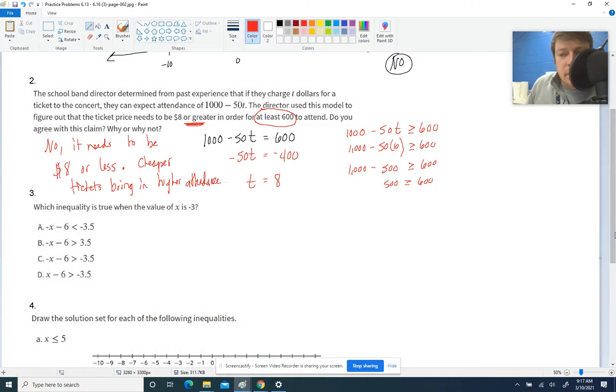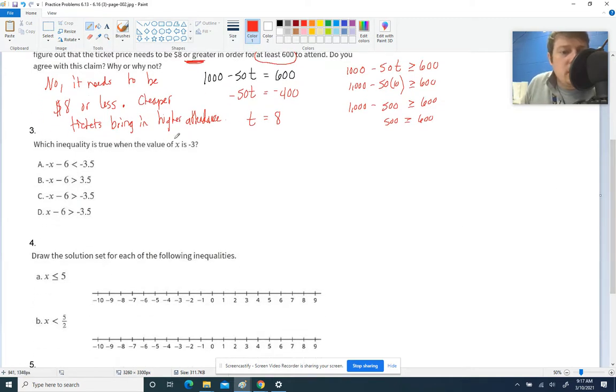Okay. Number 3. Which inequality is true when the value of x is -3? All right, so which one of these can we plug in -3 in and it would be true? So let's just try them all out. The first one is the opposite of x - 6 is less than -3.5. Let's try it out. Opposite of -3 is 3. 3 minus 6 is -3. Is -3 less than -3.5? And I'm going to say no on the first one.